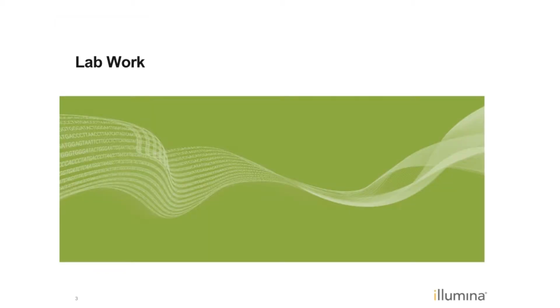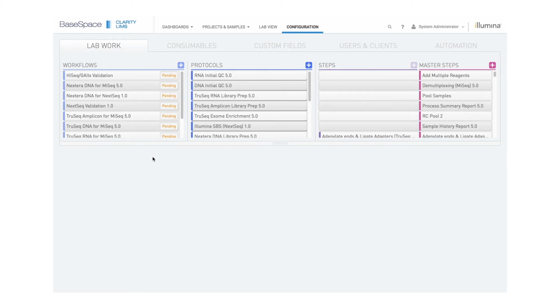The lab work navigation represents the hierarchy of the science that you're doing in your lab. So workflows are made from protocols. Protocols are made of steps, and steps are derived from master steps. The navigation itself depicts those parent-child relationships. So when you select either a workflow or a protocol, the children of those entities are brought to the top of the screen. So let's look at workflows for a minute.